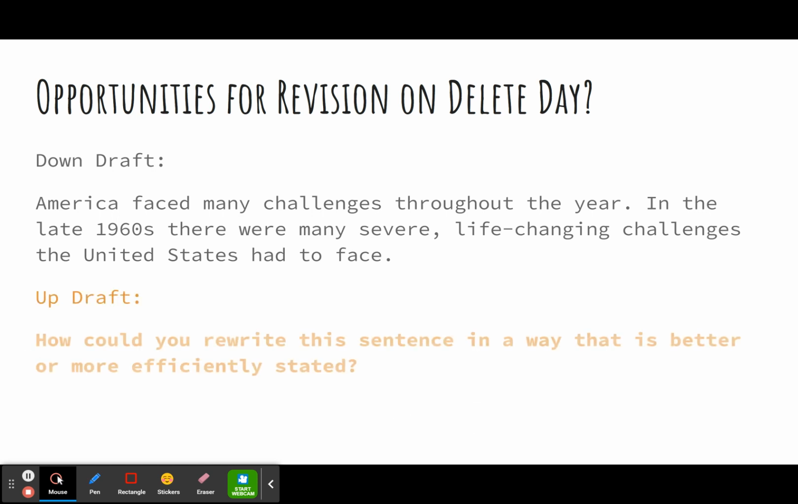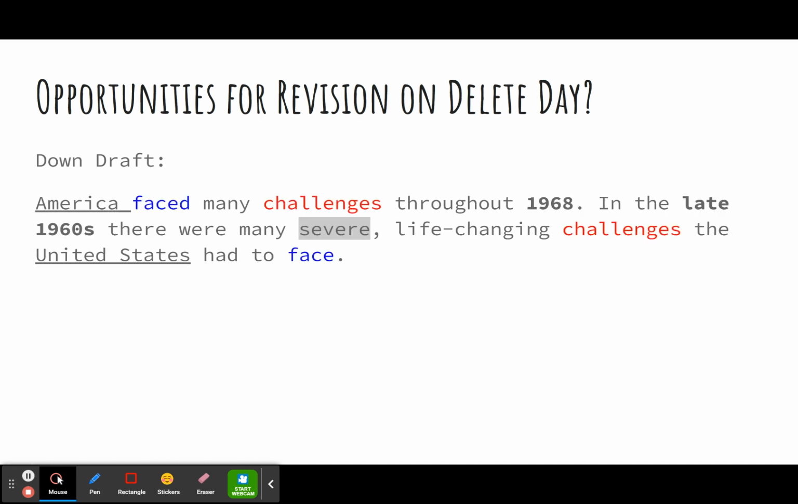So if you're thinking about the updraft, you're revising on delete day, how can you rewrite that sentence in a way that's better or more efficiently stated? Hopefully you're picking up on these kinds of things. You're picking up on the way that this student said challenges twice in the same two sentences. That's not necessary, right? We've got faced and then we've got face. Those words are really similar. Again, we're repeating ourselves. It's just not exciting for a reader.